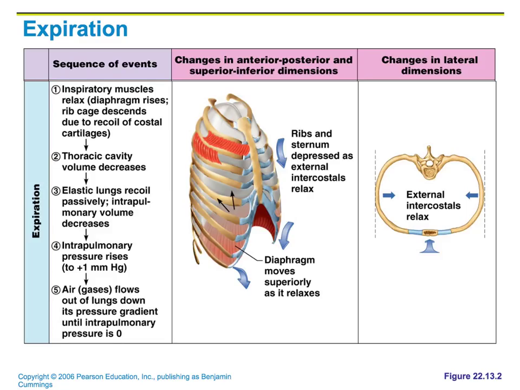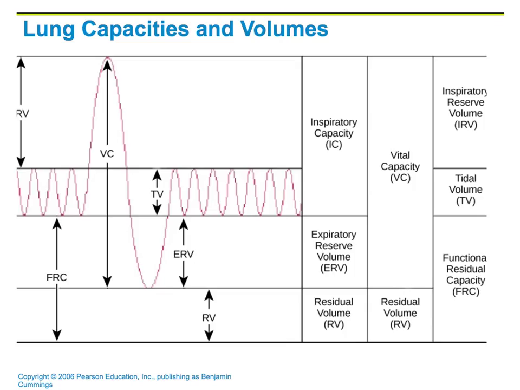And then expiration is the opposite. The diaphragm is going to move up upon relaxation. The rib cage will close. This decreases the volume. This causes the pressure to increase, according to Boyle's law, which causes air to move out of the lungs. This chart will be replicated for your quiz, and it will be blank, and you will fill it in.